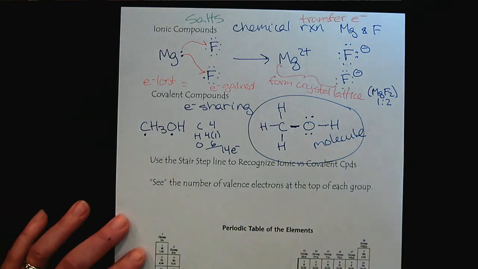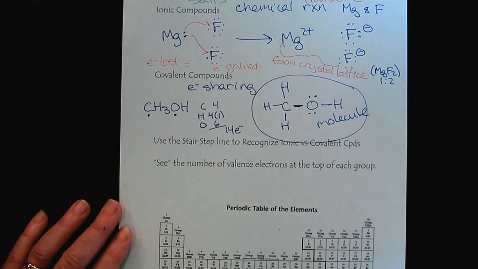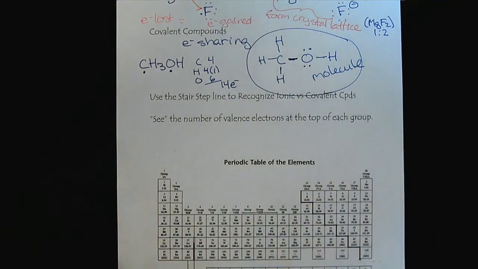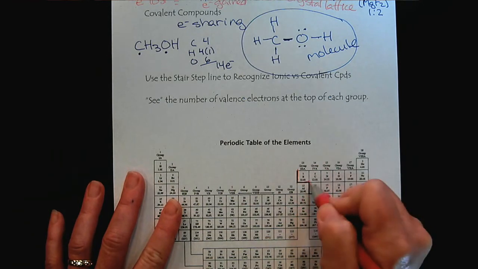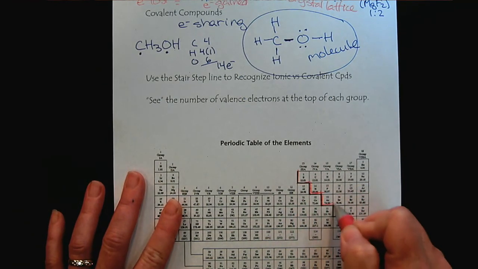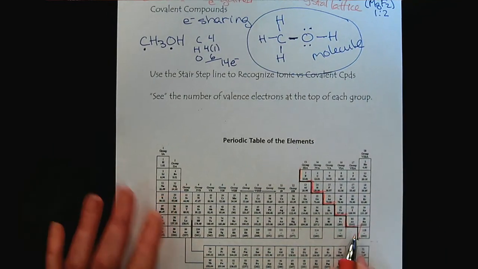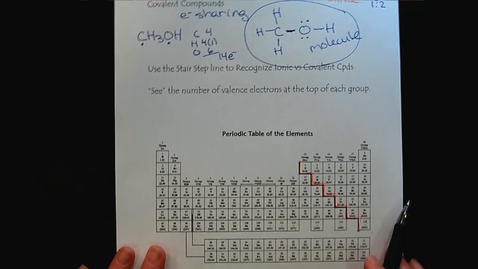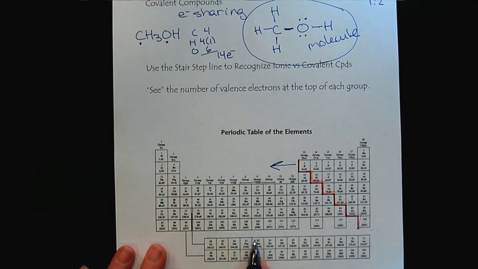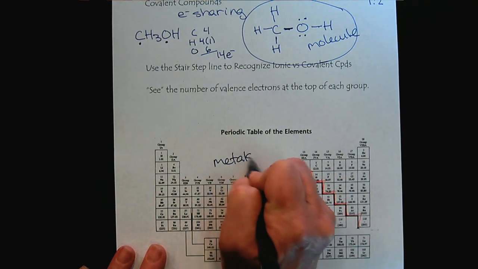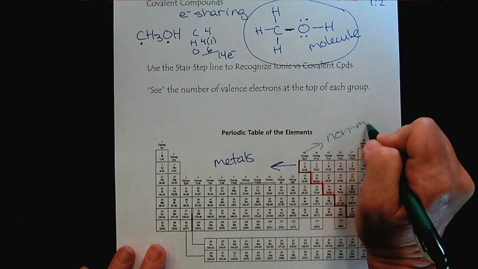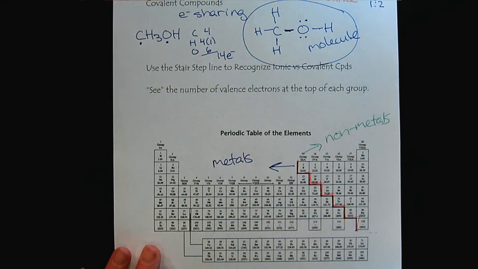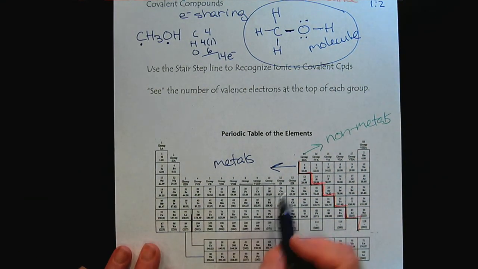So you want to get to the point that when you look at a compound, you recognize it as ionic or covalent. And the helpful way to do that is to keep in mind the stair-step line that's highlighted here. So even if you're looking at a periodic table that doesn't include the stair-step line, you always want to see it anyway. The elements to the left of the stair-step line are the metals, and to the right of the stair-step line are nonmetals. Whenever we see a compound that is a mix, right?